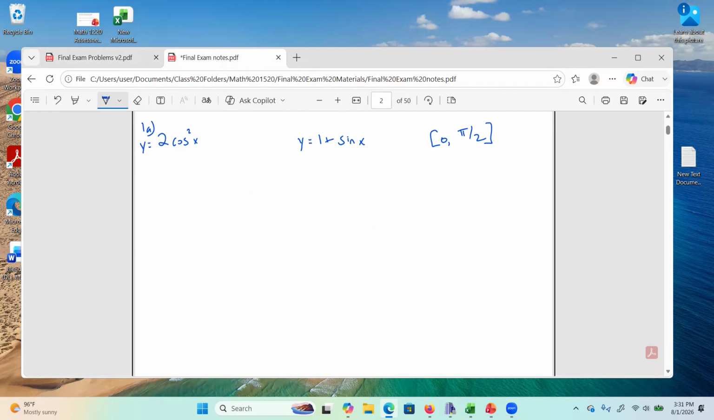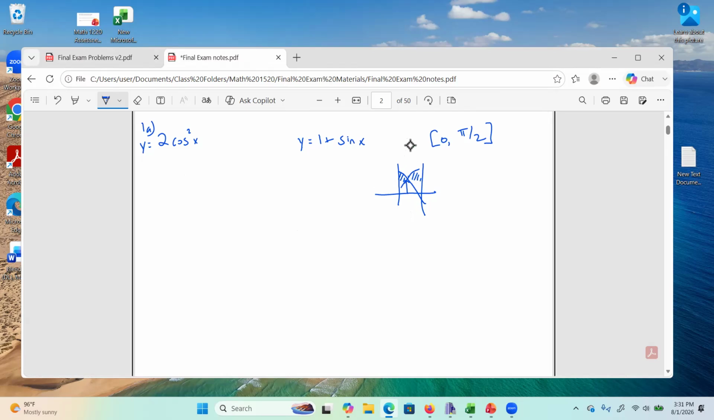Okay, which means those curves are going to look something like this: you've got 2 cosine squared x, you look at something like that, and then 1 plus sine x, you're looking at something like this. So the idea is that you need both of these areas. What you have to do is find the place where they intersect. It's between here.